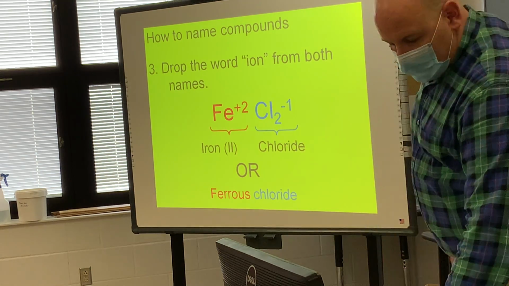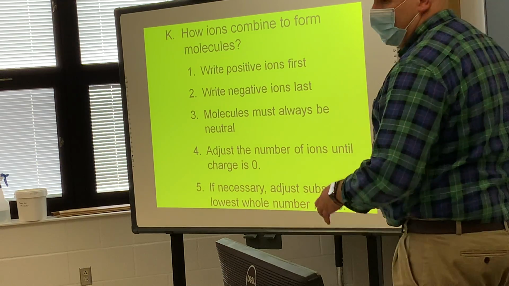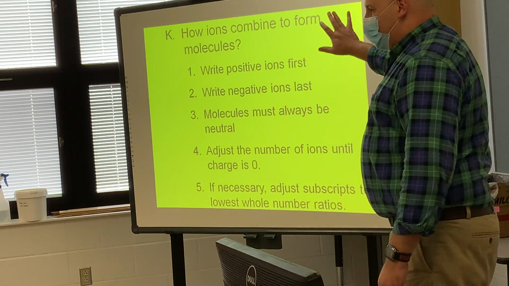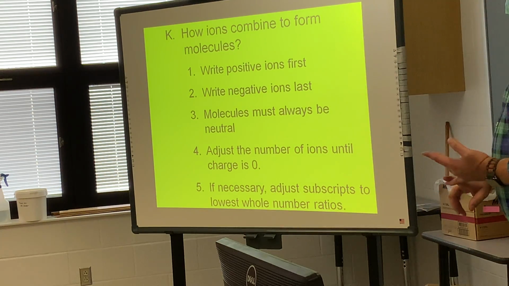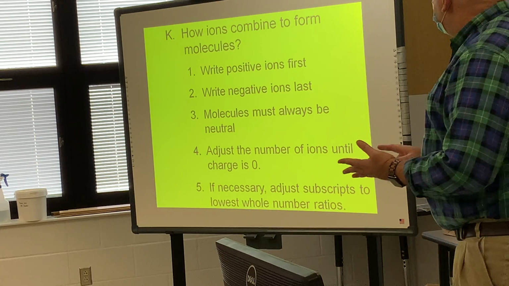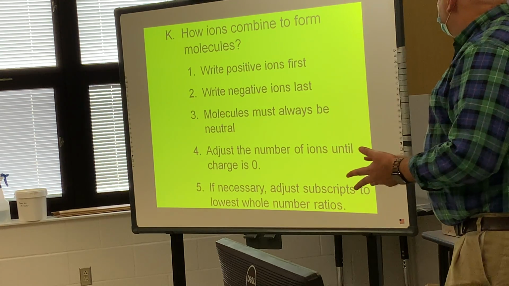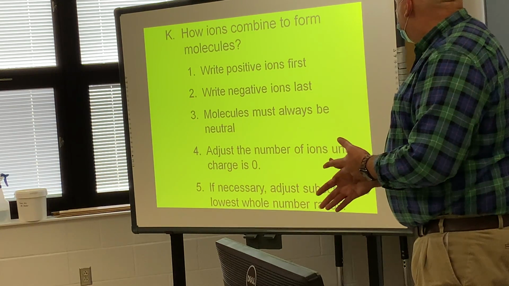Now, this part we're going to be doing a lot of. A good portion of what we're going to be doing for the rest of the year is this part right here. Whenever you're writing out an ion to make it into a compound, you always write the positive ion first. Positives always come first, just like the names. You write the negative ion last.